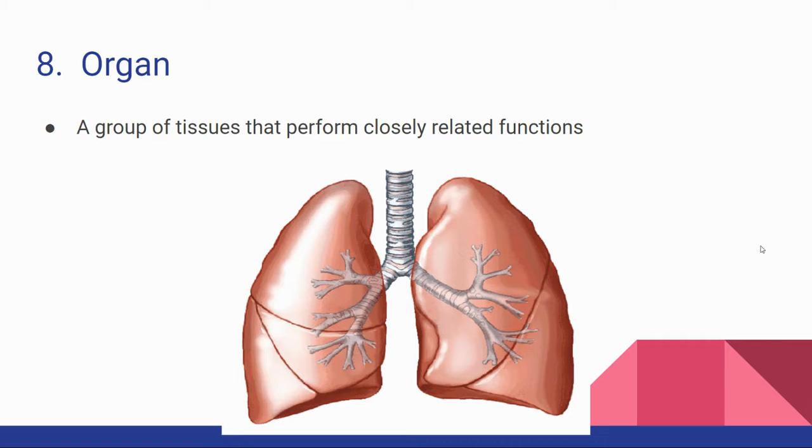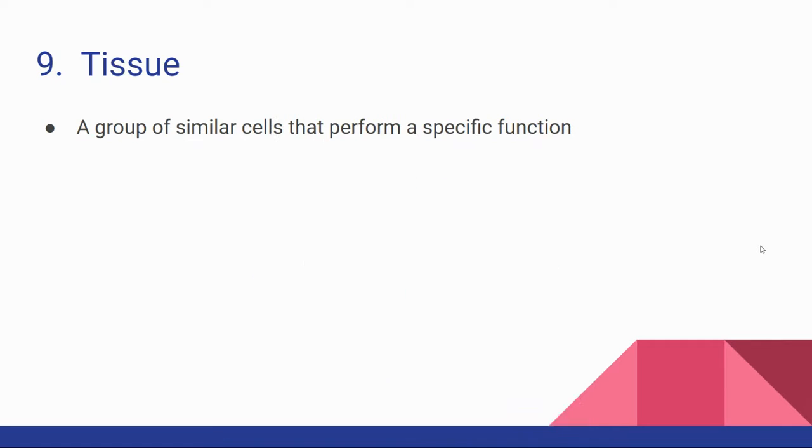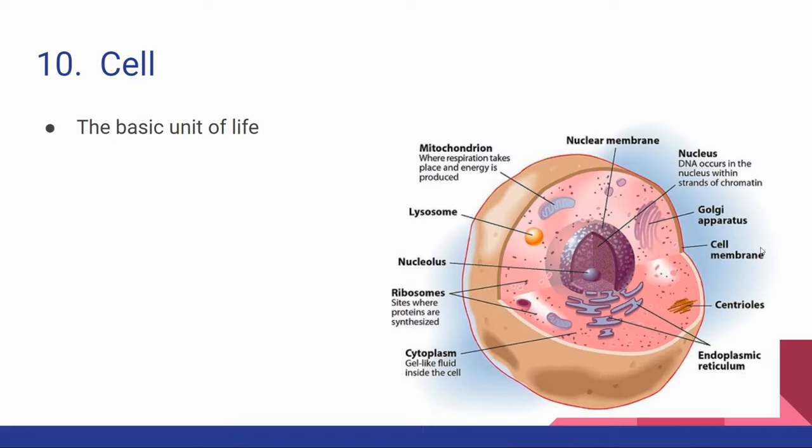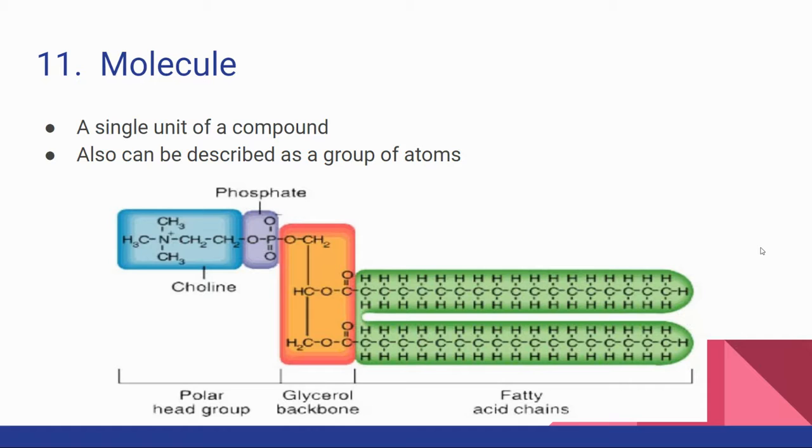And if you're catching on, the next is tissues. A tissue is a group of similar cells that perform a specific function. Next is the cell, and we already said that the cell is the basic unit of life. Below the cell is a molecule. A molecule is a single unit of a compound. It also can be described as a group of atoms.